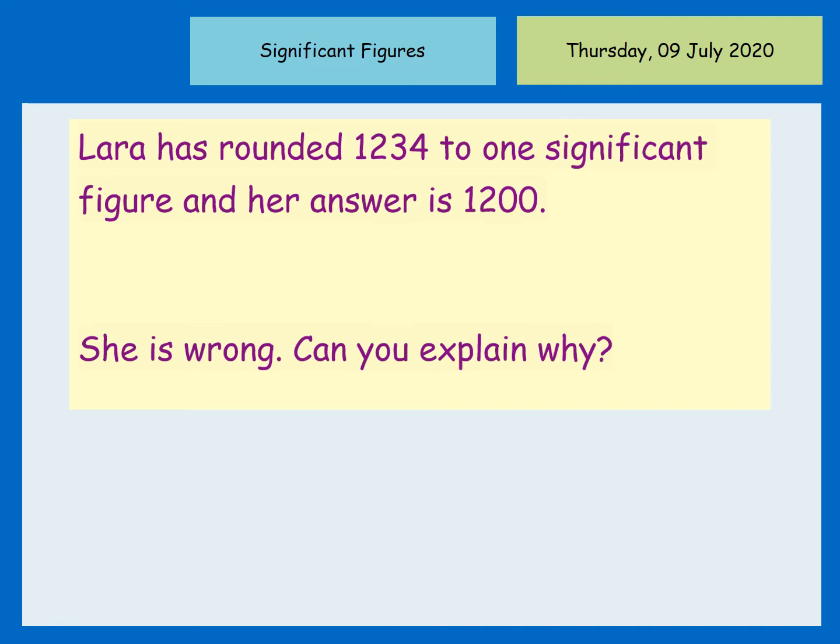Okay, so what we should have noticed reading this is we have a number 1234 and it has been incorrectly rounded. The answer Lara gave is 1200. Now, what she should have done is she should have identified the first significant figure, which in this case is the 1, and then rounded the rest of the number down, which means her answer should have been 1000.